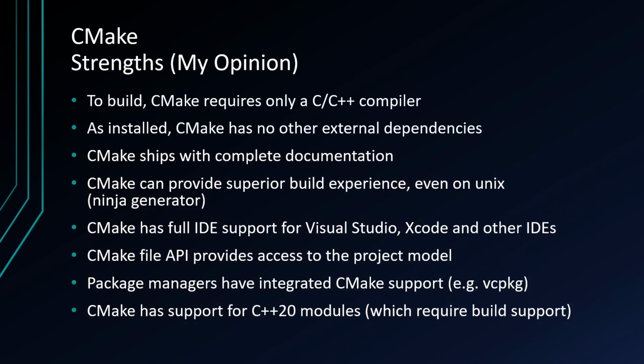Other strengths, in my opinion: if you're going to build CMake from source, you only need a C++ compiler. So you don't need Perl, you don't need GNU M4, you don't need any of these other tools that may not even have been ported to your environment. But if you're going to build C++ code in that environment, you do have a C++ compiler, so you can use that to bootstrap CMake up from source.